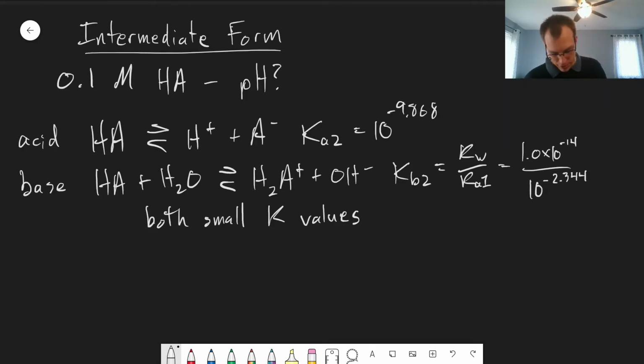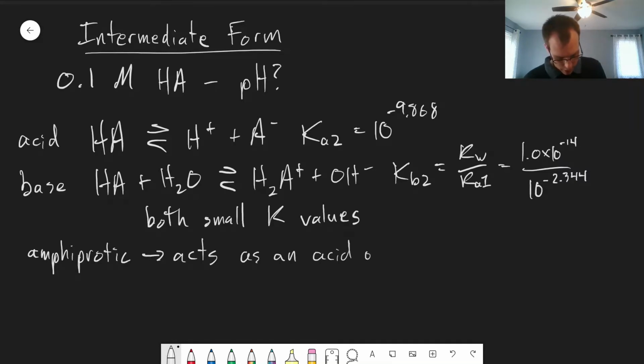And so this is a species that we describe as amphiprotic, meaning that it can act as either an acid or a base. And the question is, which of these matters more? And the answer is, it's hard to say. So our calculation is a little bit more complicated than for either the fully protonated or fully deprotonated forms. We have to worry about both of these equilibria. We can't ignore one of them.